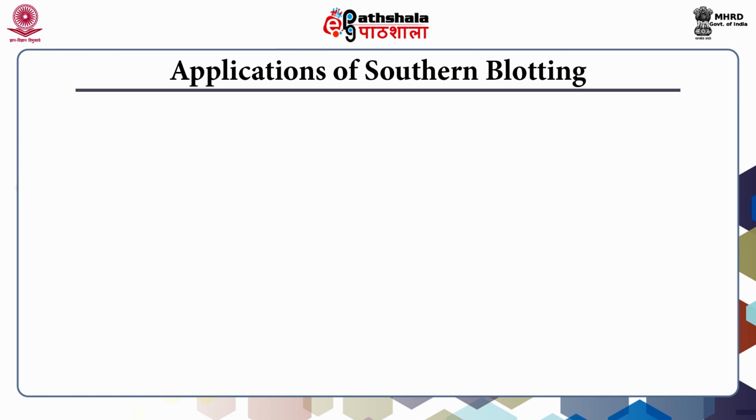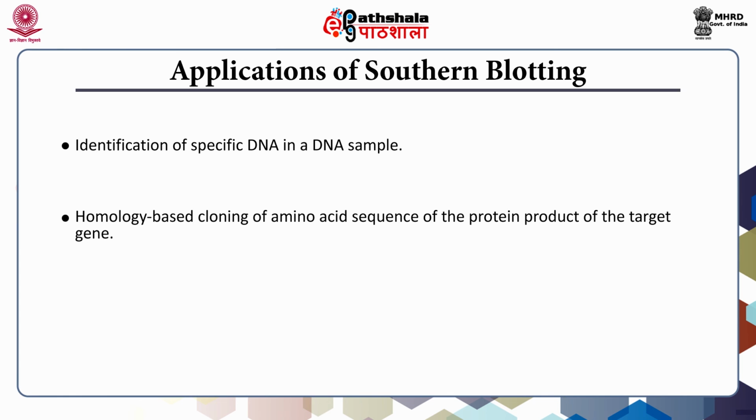As far as the applications of Southern blotting are concerned, it is used for identification of specific DNA in a DNA sample. It can also be used for homology-based cloning on the basis of amino acid sequence. Specific probes are designed based on the sequence of amino acids. The probe is further used for screening clones from a DNA library or other collections of cloned DNA fragments. Southern blotting can also be used to identify methylated sites in a particular gene.